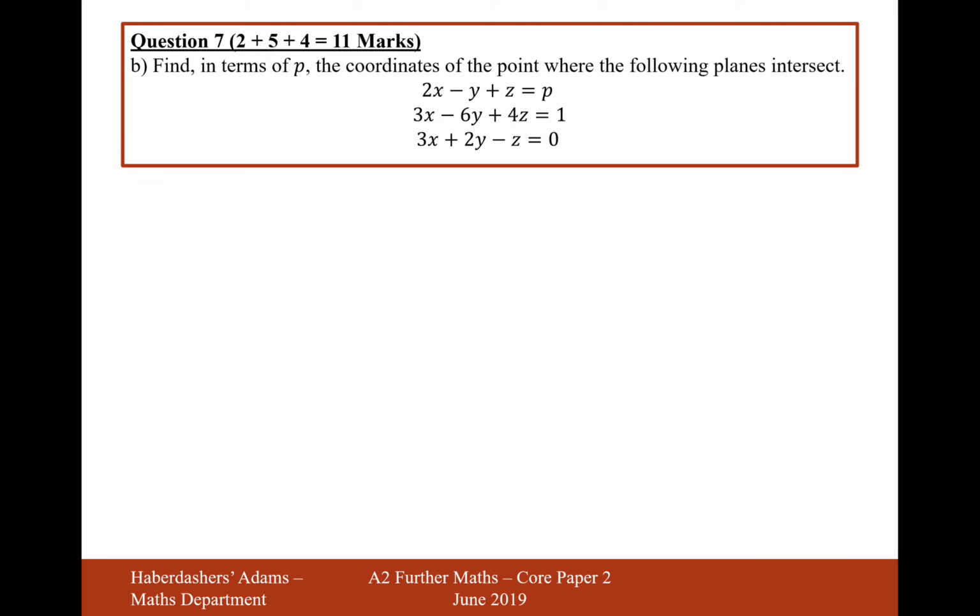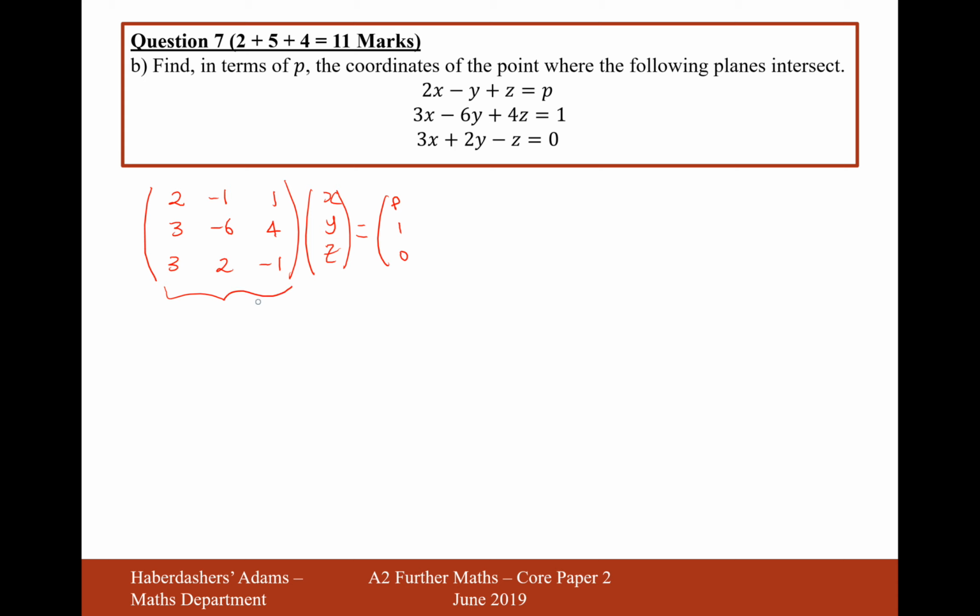Okay, so moving on to part B now. Find in terms of p the coordinates of the point where the following planes intersect. So in this case here we have k is equal to 6 from the matrix before. So what we'll do then is we'll turn this into a matrix problem. 2, minus 1, 1, 3, minus 6, 4, 3, 2, minus 1, times x, y, z equals p, 1, 0. Now this question here is worth 5 marks, so that's an indicator to me that they'd probably like us to work out this inverse by hand.